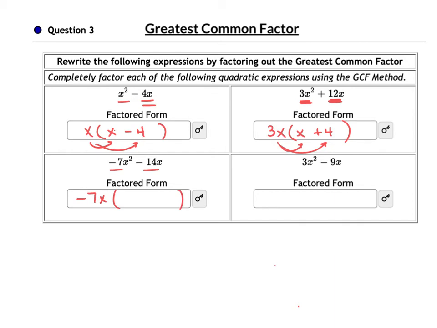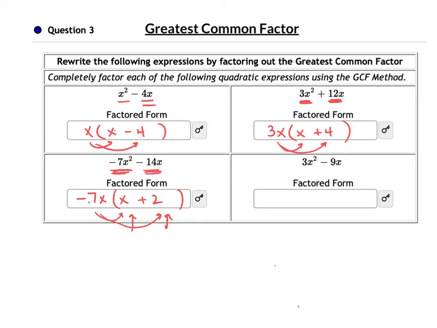Now, when you pull a negative out, that means both terms inside are going to be positive. Negative 7x times something makes negative 7x squared. I need another x. Notice it's positive. Negative 7 times that second spot makes negative 14x, and that's going to be positive 2. Negative 7x times x is negative 7x squared, and negative 7x times positive 2 is negative 14x.